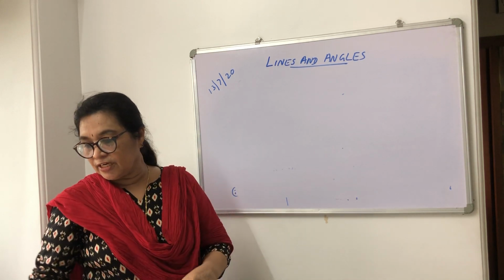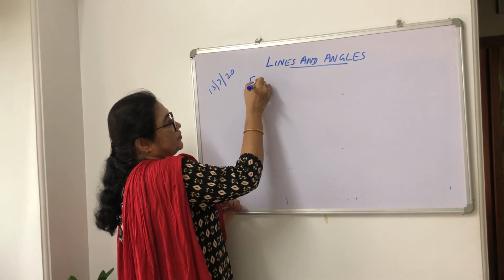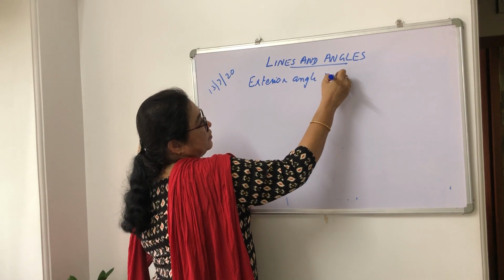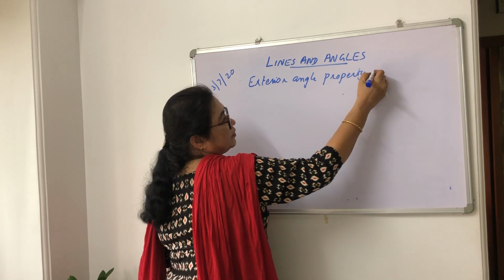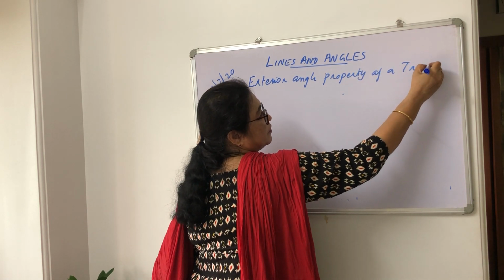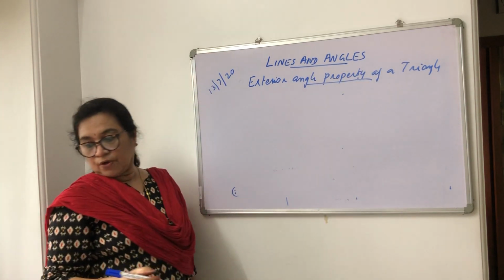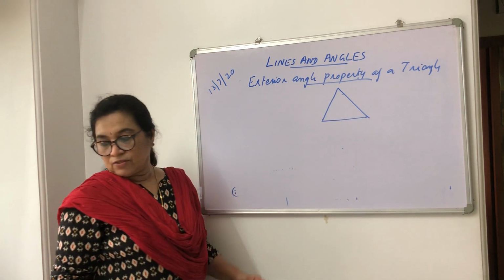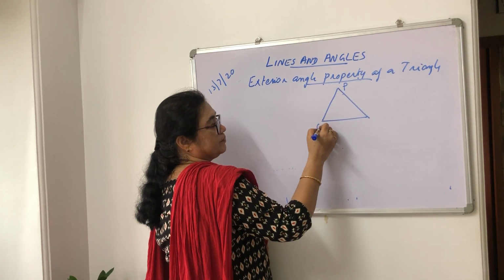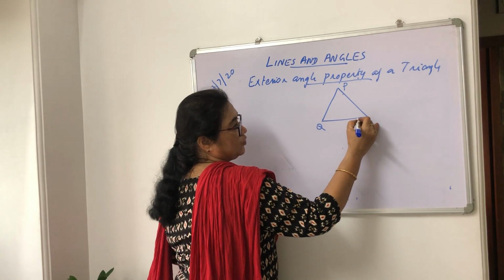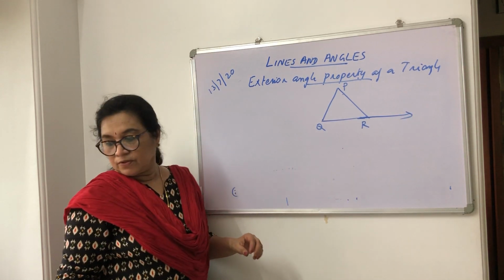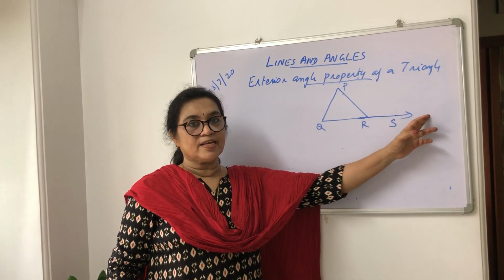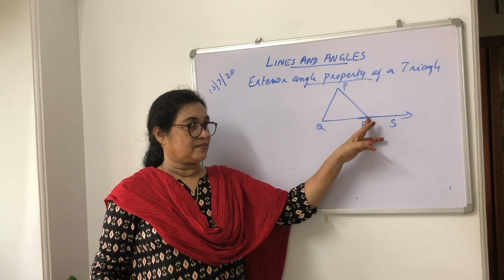Now, exterior angle property of a triangle. So, any one triangle, we take this triangle. Suppose this triangle is PQR. You extend this side QR up to S. So, this PRS is the exterior angle formed at this vertex.